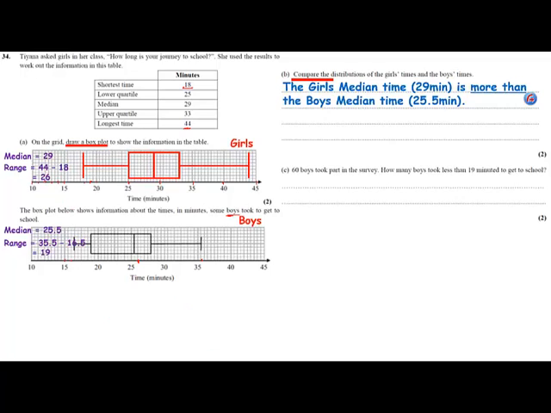Now let's do the same for ranges. The girls' range was 26. The boys' range was 19. So the girls' range was bigger than the boys' range. So the girls' range time is more than the boys' range time.